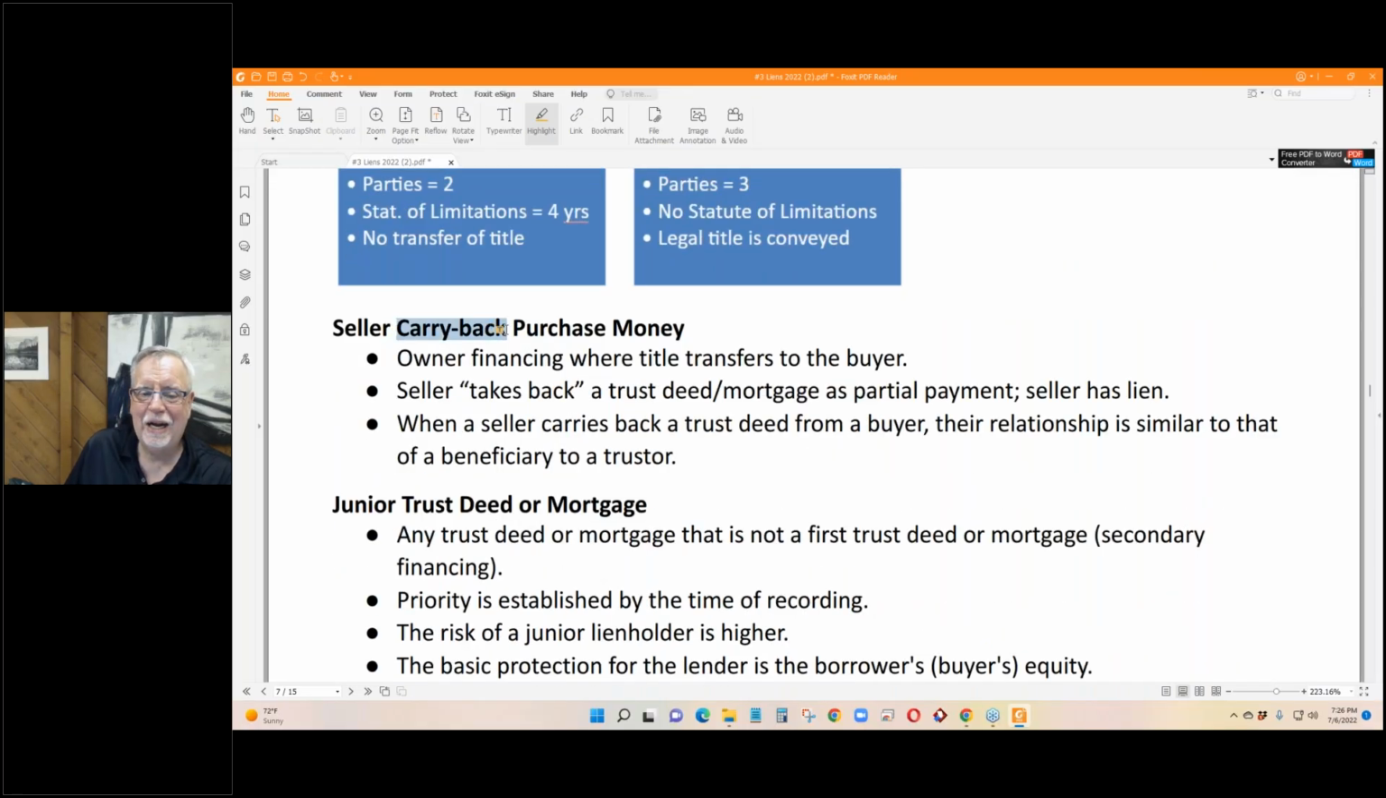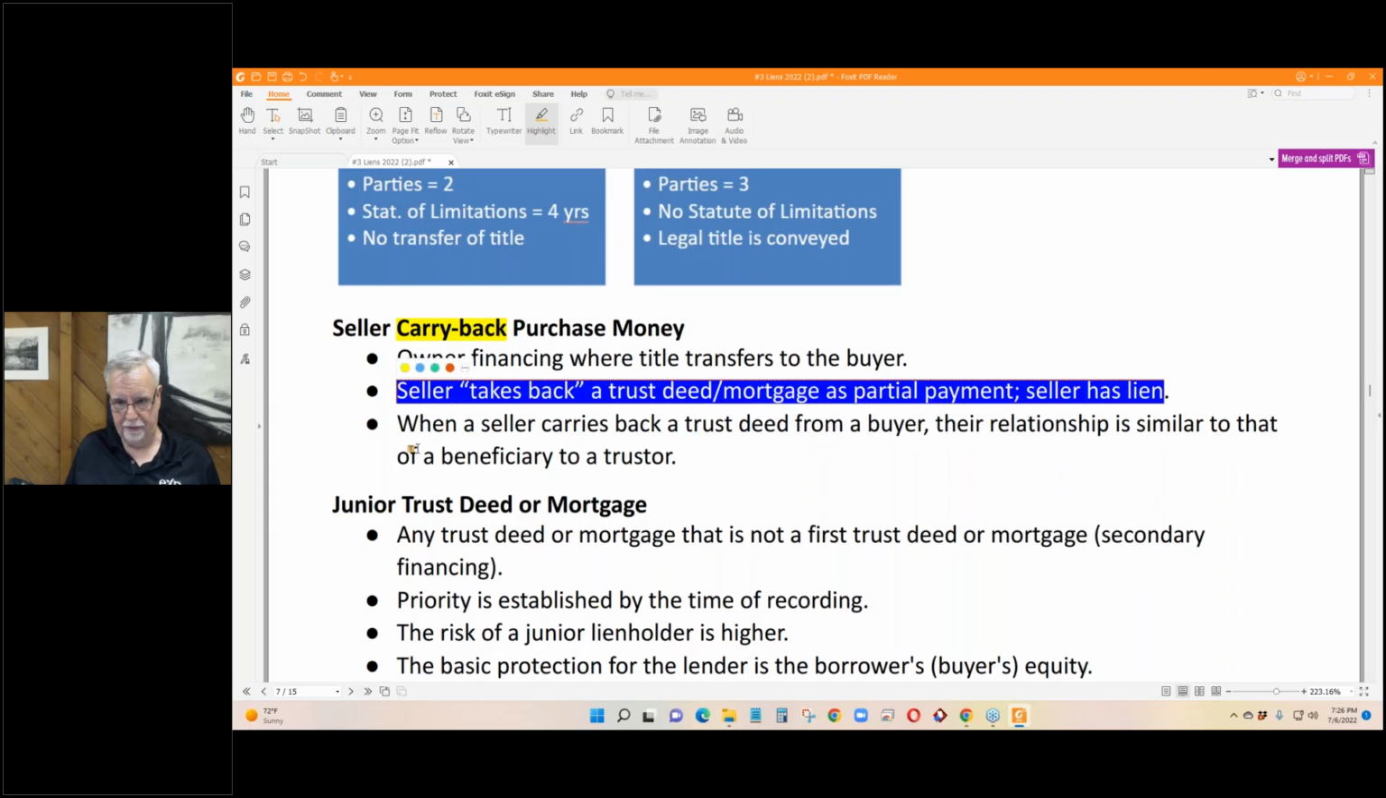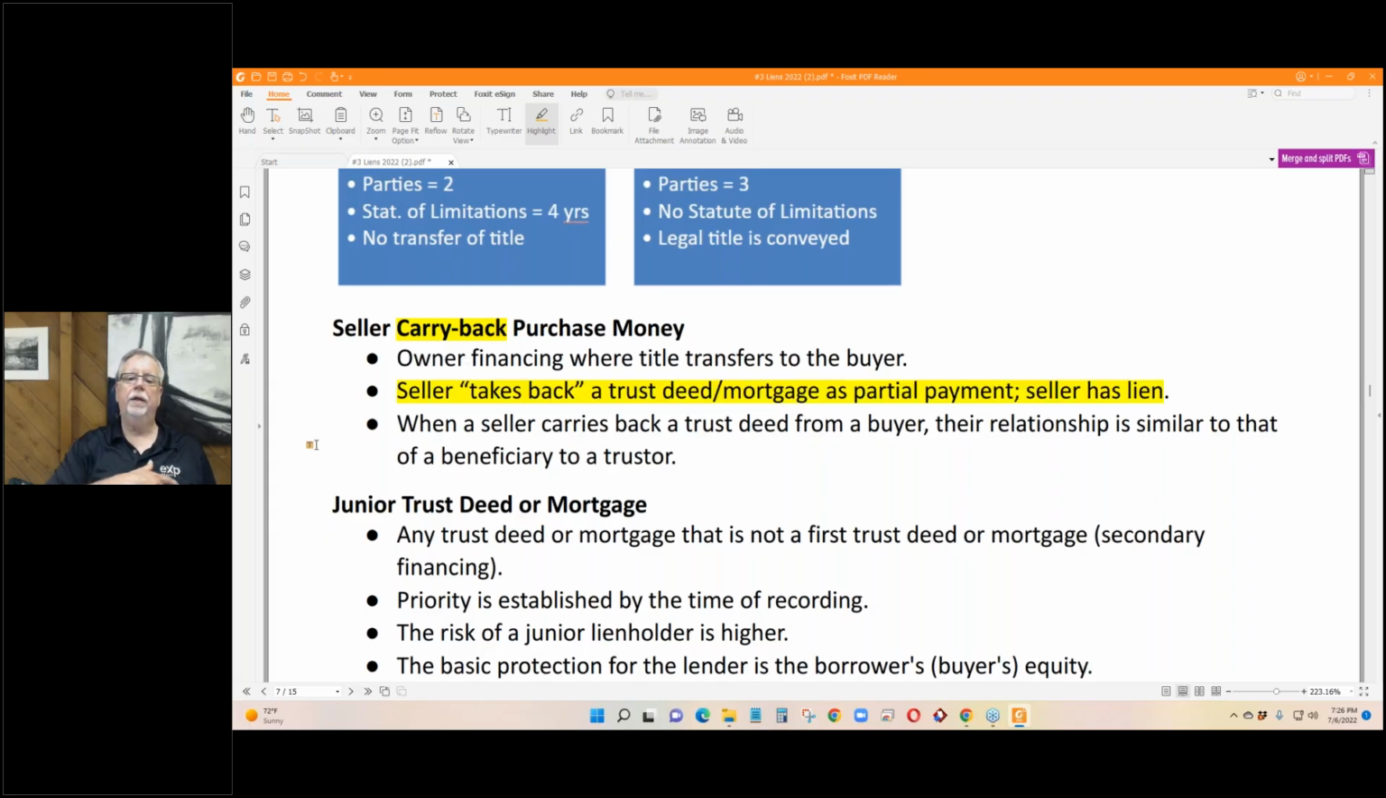The phrase carryback, some people find that a strange phrase, but a carryback is when a seller takes back a trust deed or mortgage as partial payment and it has a lien. So in the old days, and this might come back again depending on where interest rates go, there were loans called an 80-10-10. I mean, we still have 80-10-10, but back in the old days, the 80-10-10 was you would get an 80% loan from a lender you've heard of. And then the seller would give the buyer a 10% short-term loan.